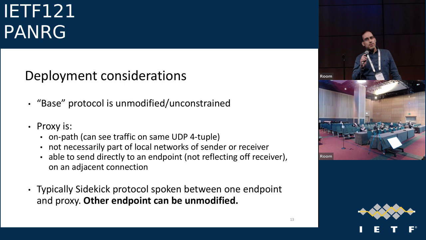And the proxy needs the ability to send directly to an endpoint. We're not talking about modifying something in flight that would go to the end-to-end receiver and then be reflected back. That's going to be way too late to help. The proxy needs to be able to send directly to one of the endpoints, and it needs to be able to get through a NAT, which probably means sending on the same UDP 4-tuple as the underlying connection at least once. All right, so there's some complicated deployment.